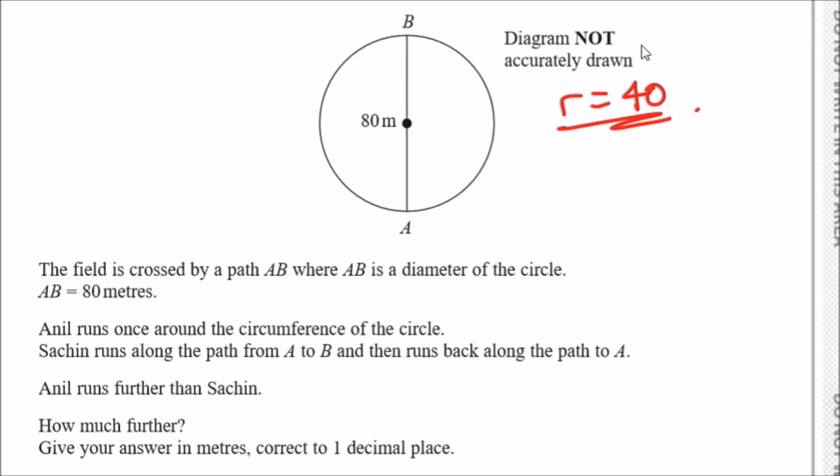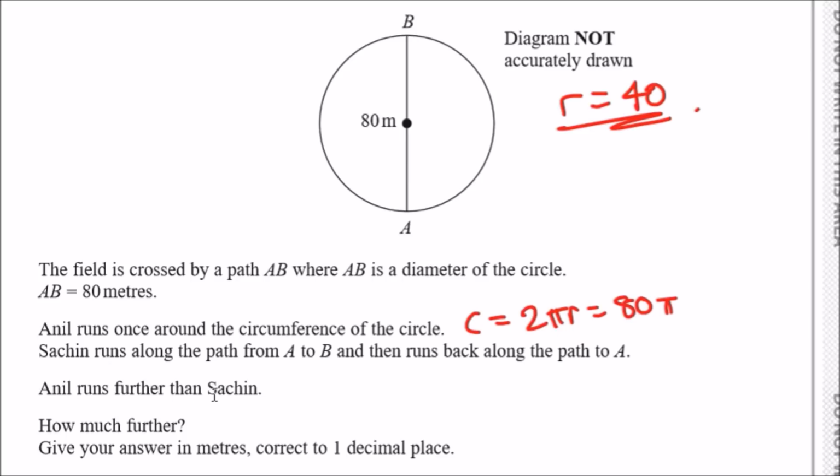That's cool. Now let's check out what they actually want us to do. So the field is crossed by a path AB, where AB is the diameter as we know. Now Angle runs once around the circumference of the circle. So let's just take note of that. Angle runs once. And since the circumference of a circle, the general formula is 2 pi r, and we know the radius is 40, he runs 2 pi r, so this should give us 80 pi. If you put this in the calculator, 2 times pi times r. Okay, that's done.